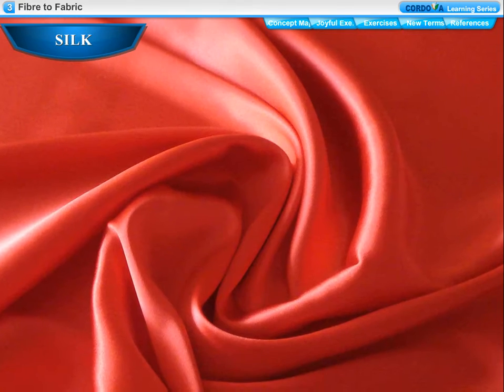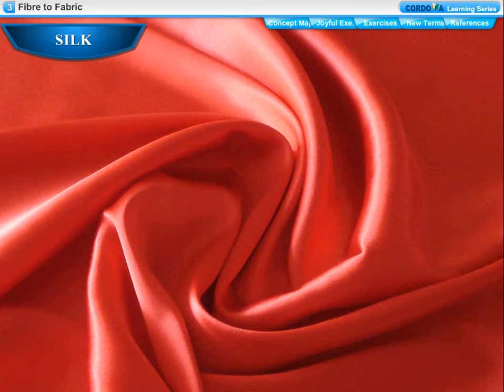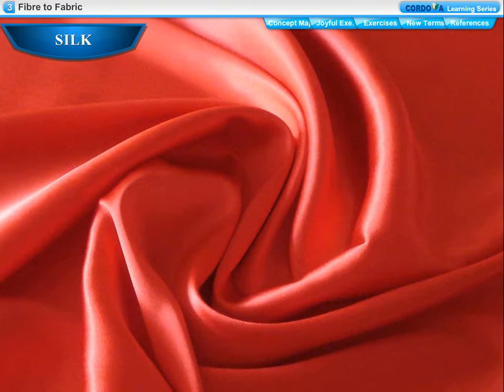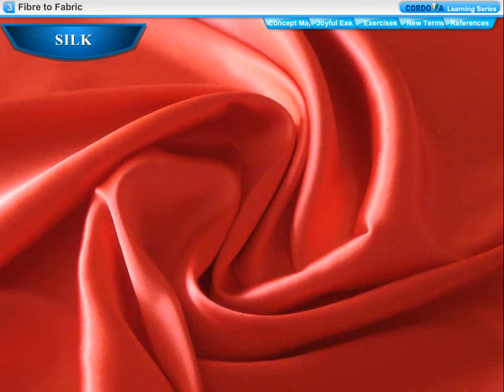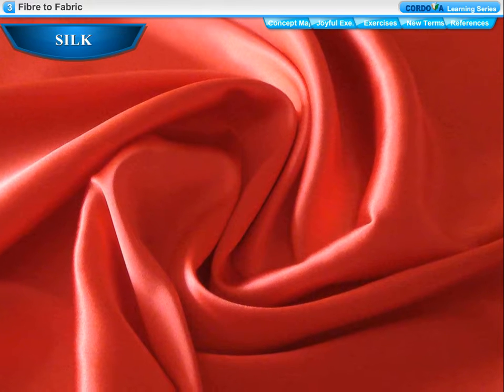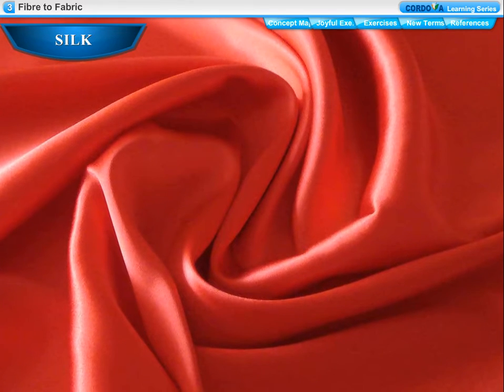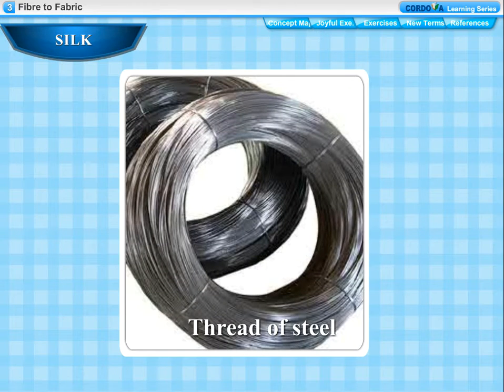Silk. Silk is a fine, strong, soft and shining fiber obtained from silkworms. It is separated from the cocoons of silkworms. Silk is the strongest natural fiber. The soft-looking silk yarn is as strong as a comparable thread of steel.